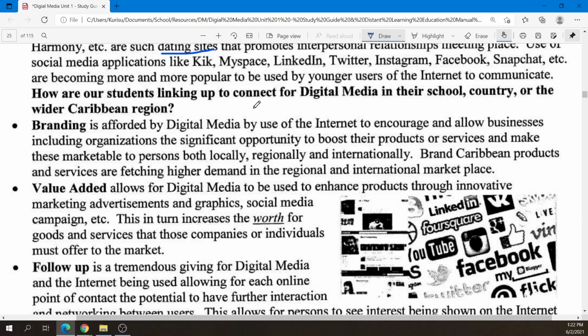Next, we have branding. Tyler. Is afforded by digital media by use of the internet. I'm sorry if you're hearing noise. There are people working downstairs, right under my room.